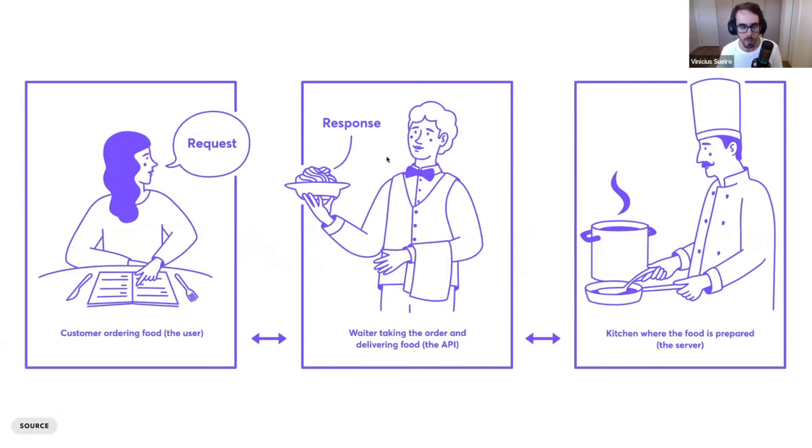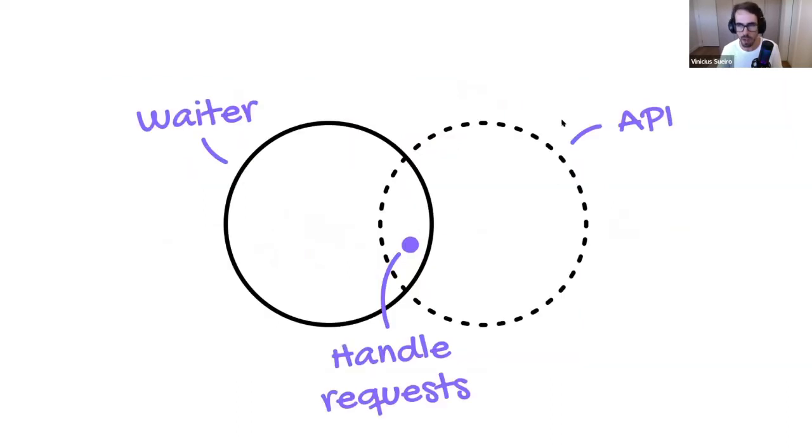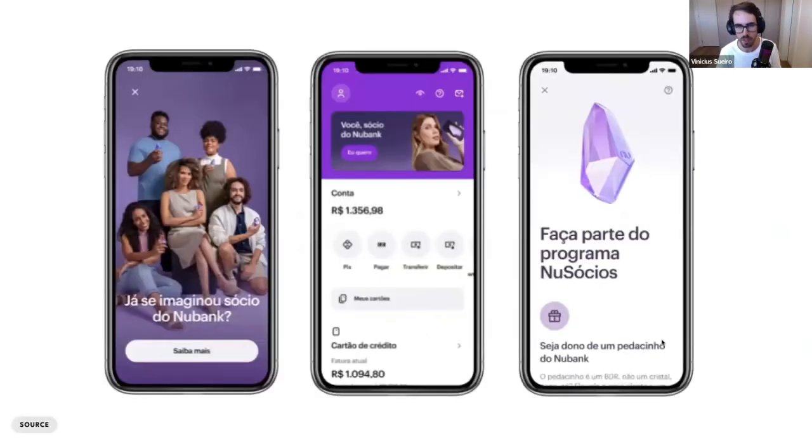The API is a waiter. It gets requests from people. It takes them to the kitchen, to the server, where the data is prepared, and then it serves it back to people. So we're bringing the API, which is a computer thing, and merging it with the restaurant theme, which we're most familiar with, in the sense that they both handle requests. So this is the kind of thing that I'm really interested in for this presentation.